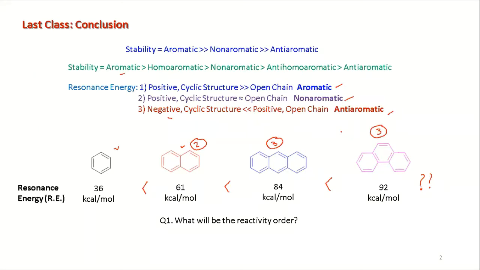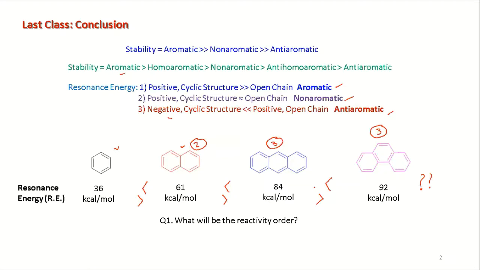Got it? Six people from your class submitted or tried to give the answer in a different way. But what I find is that most of you came up with the result that the reactivity order is like this: benzene has maximum reactivity, followed by naphthalene, then anthracene and phenanthrene. Let me make it clear what could be the most suitable reason in terms of resonance energy.